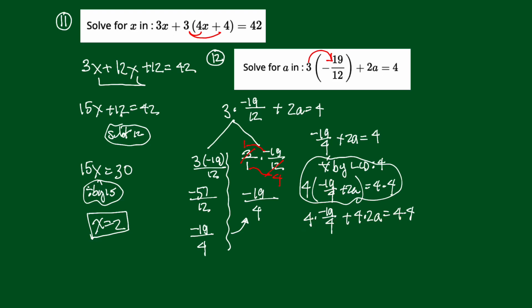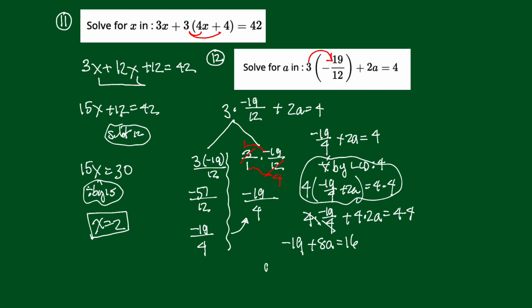And now let's go from here. 4 divided by 4, that is going to cancel. That's why we did it. And you get negative 19. When they cancel, you get 4 over 4 is 1. Negative 19 over 1 is negative 19. Plus, now, 4 times 2a is 8a equals 4 times 4 is 16.